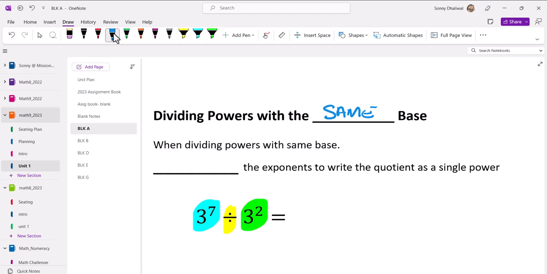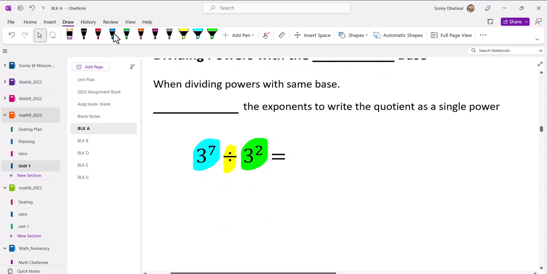So instead of having this division symbol here, I can write down 3 over 7. Maybe I'll do it in blue. 3 to the 7 over 3 squared. Just like that. It's a little bit easier to see what's happening. Okay? So now, our goal is to figure out what is the shortcut. How do we go from this to a single power? And we do the same process as last time.